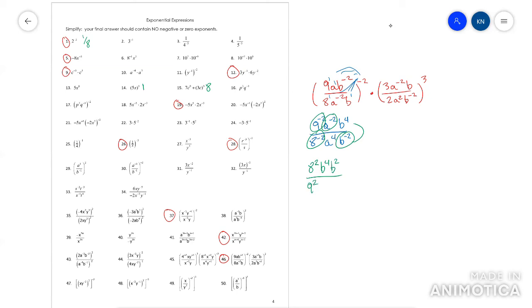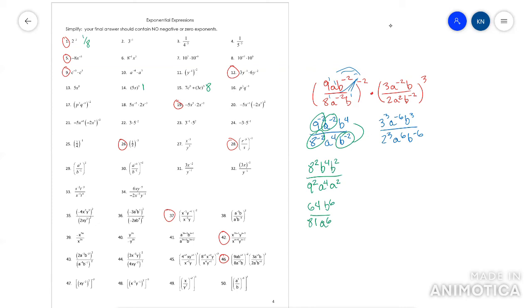We have that original a4 and then we have this a negative 2 that's switching places. So really we have 64 b6 over 81 a6. That's this whole thing when you break it down. All right, now I'm going to do the same thing for this other one. So you're going to get like 3 cubed a negative 6 b3 over 2 cubed a6 b negative 6.